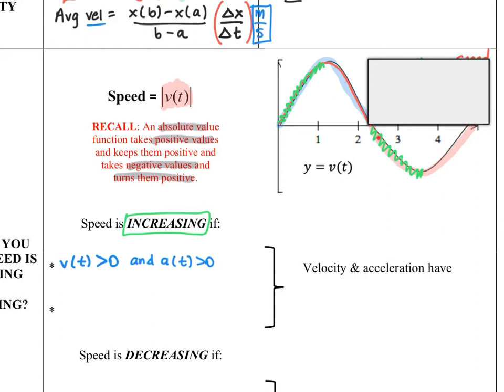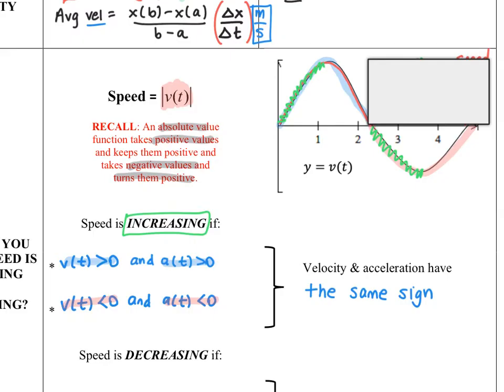Let me take a look at my other identified interval of increasing speed, which is down here. And what I see down here is that my velocity is negative. That is, my velocity graph dips below the x-axis. And on that same interval, my acceleration is also negative because my velocity graph is decreasing. Another way of looking at this is you will know that your speed is increasing if your velocity and your acceleration are both positive, or if your velocity and acceleration are both negative. In other words, if your velocity and acceleration have the same sign, then I will know that I'm dealing with an interval of increasing speed.